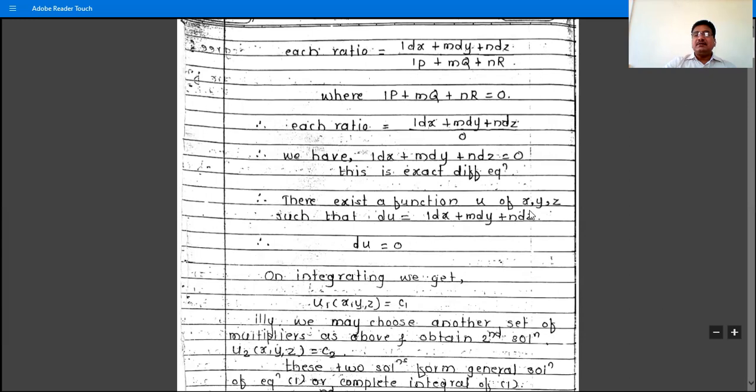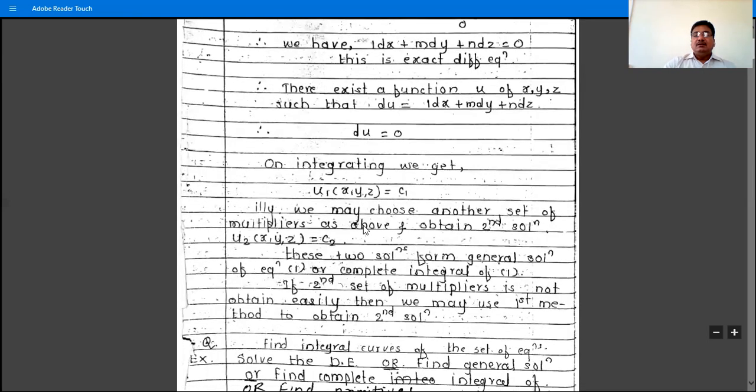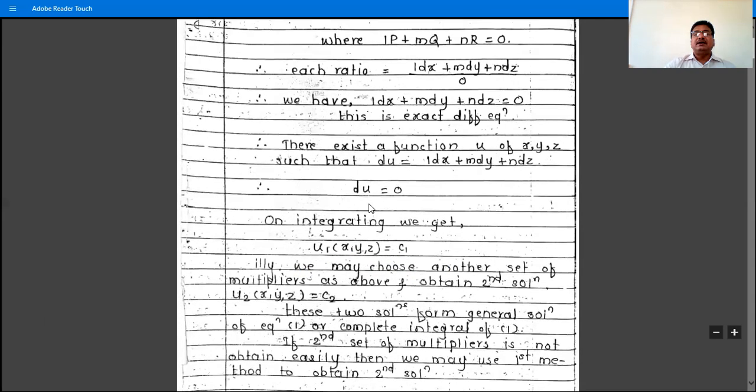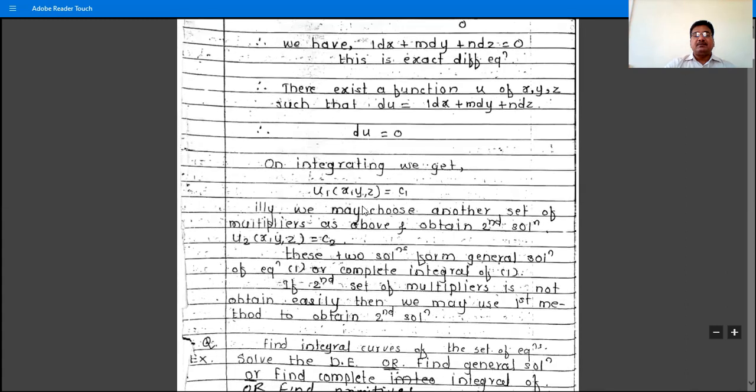Therefore, there exists a solution of this differential equation. There exists a function u of x, y, z such that du is equal to L dx plus M dy plus N dz, and then du is equal to 0. After integrating, we have u1(x,y,z) is equal to c1. That is, we have one solution, or one integral, of the given differential equation number one.